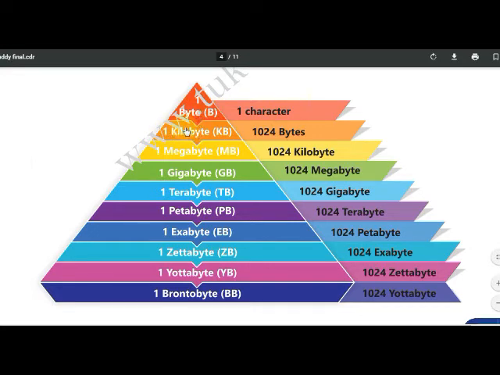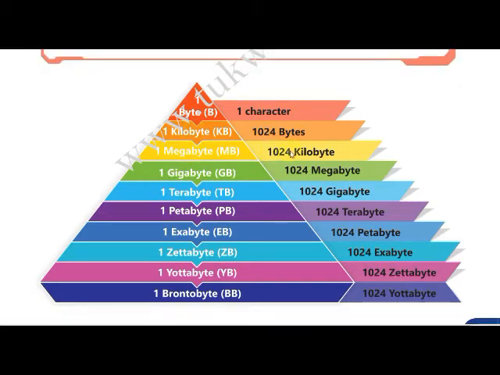Now let's see what is 1 kilobyte. 1 kilobyte is equal to how many bytes? 1024 bytes. Now what about 1 megabyte? 1 megabyte is equal to how many kilobytes? 1024 kilobytes. The next, 1 GB. 1 GB is equal to how many megabytes? 1024 megabytes makes 1 gigabyte.